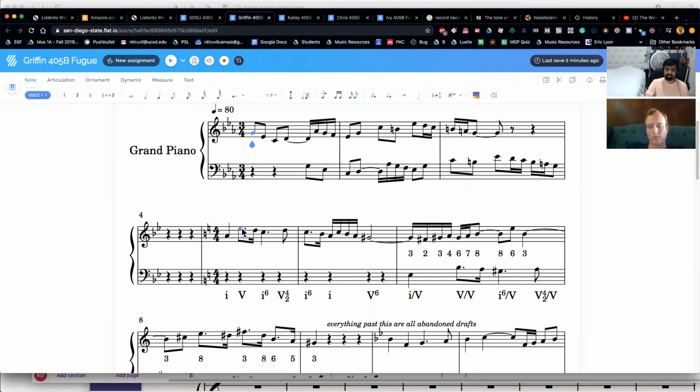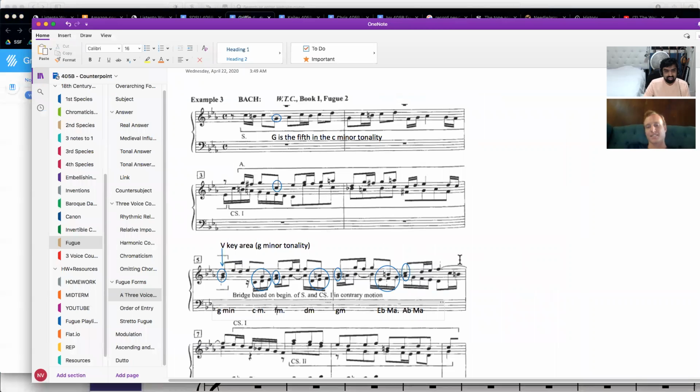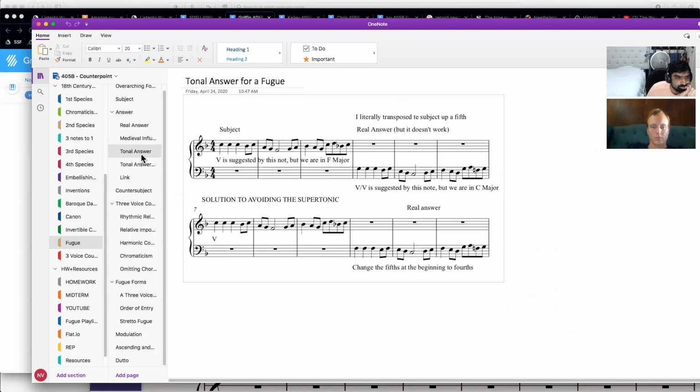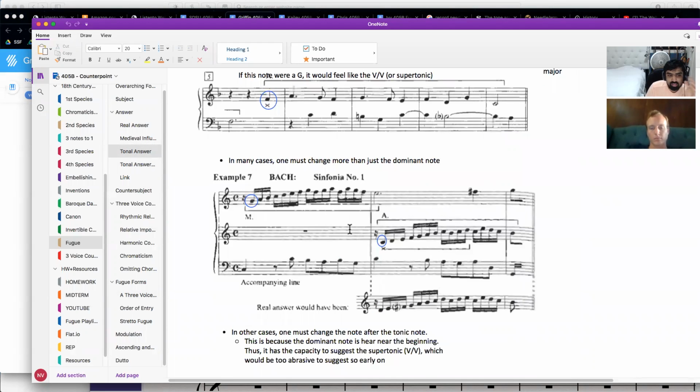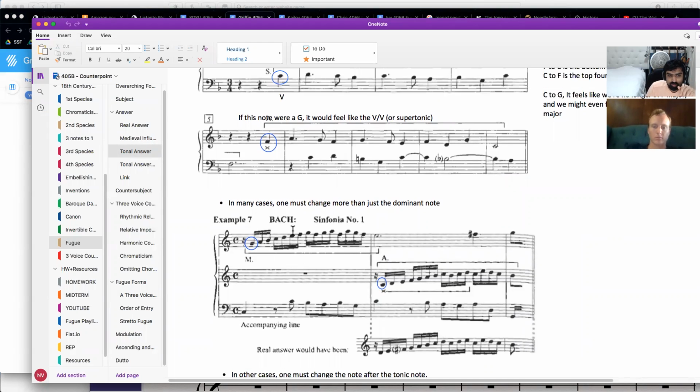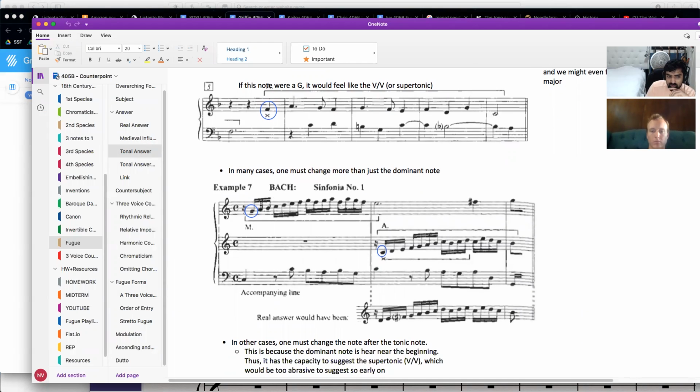So what's interesting is, since this is descending, there's an example of this, because otherwise you'd have something like that. If you were to change this fifth to a fourth, there is an example of this in the Bach. What I'm getting at is, in your instance, I think you'd have to change more than just the dominant note. Because in this example, it starts very similar to yours. It starts on the dominant note. Well, yours doesn't start on the dominant note, but it very quickly emphasizes the dominant note.